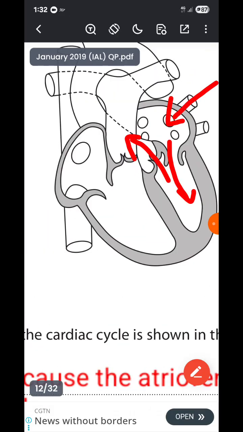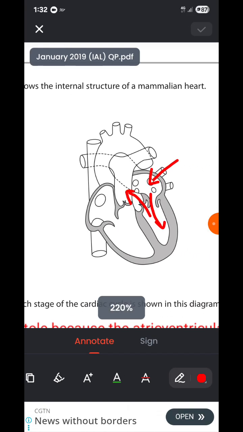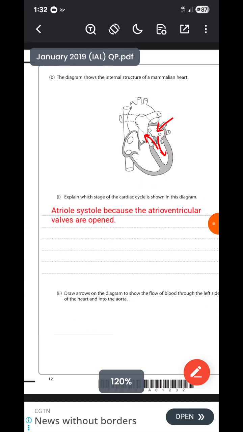So because of that, it's atrial systole. So you can also write ventricular diastole, because if it's atrial systole, then it's obviously the other one is ventricular diastole. For both, they have given marks.